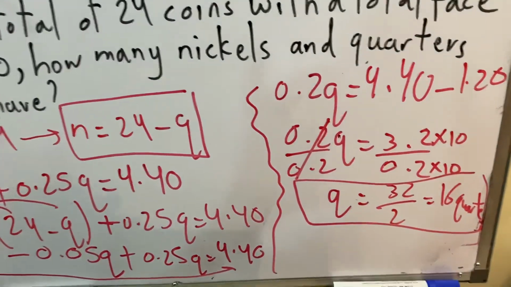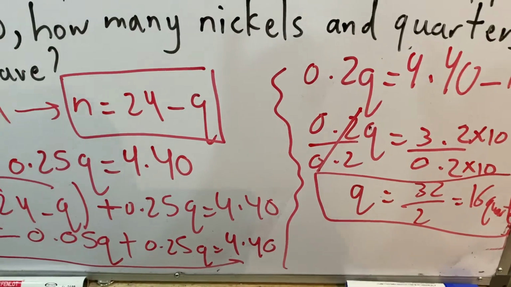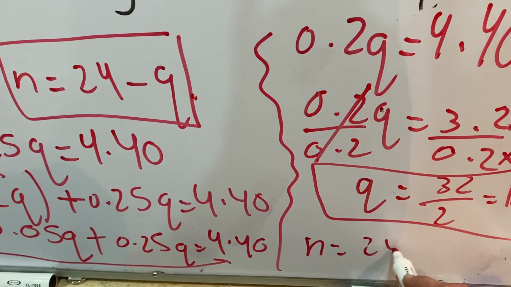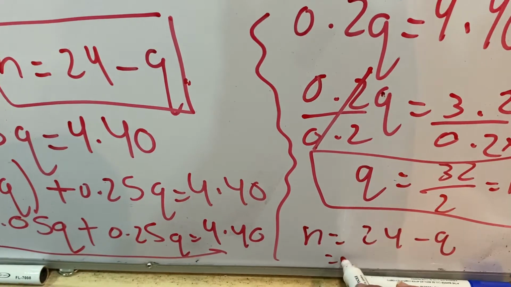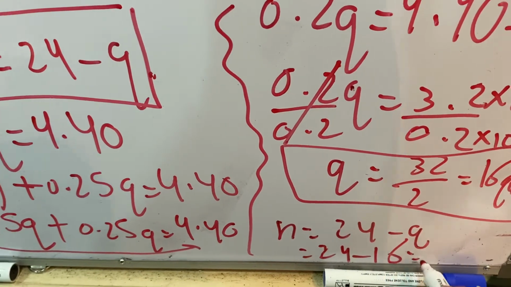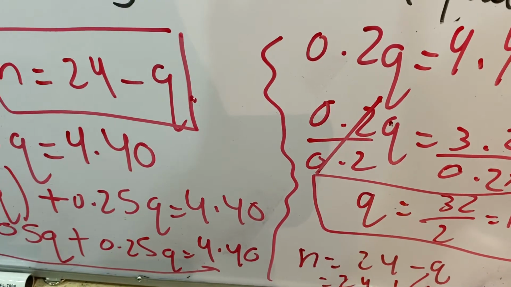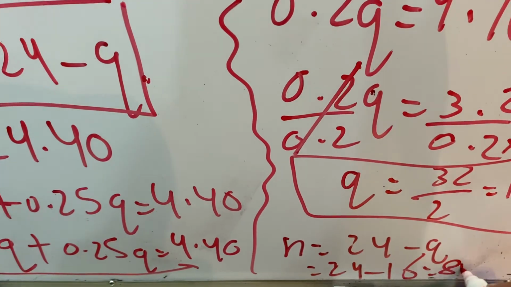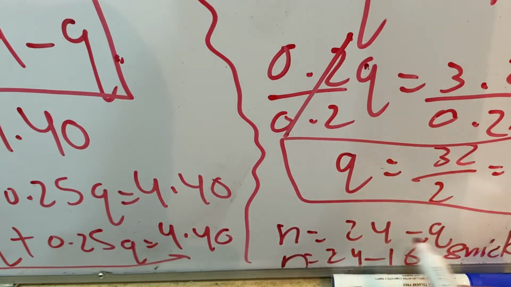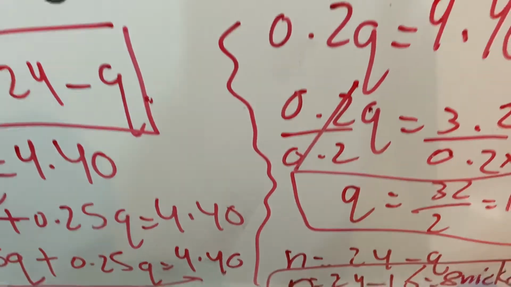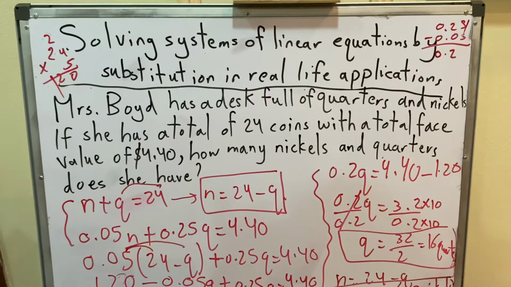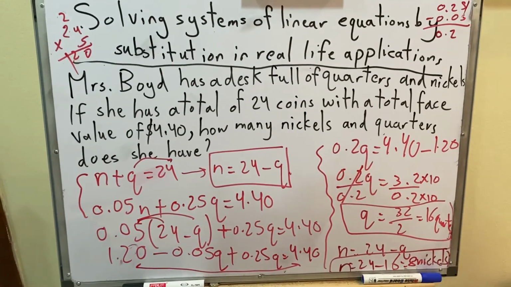Now I need to find the nickels. To find the nickels, I have to replace it in this equation. Nickels equal 24 minus Q, meaning 24 minus 16, which is equal to 8. 8 nickels. So now I found N. This is my final answer, 16 quarters and 8 nickels. This is the whole thing. How do we do it? Thank you.